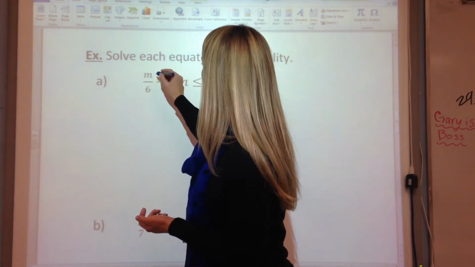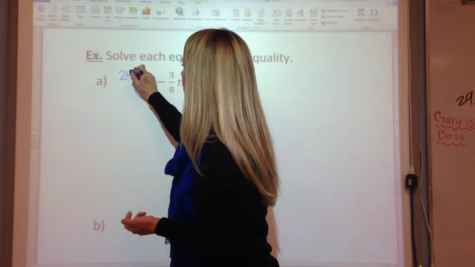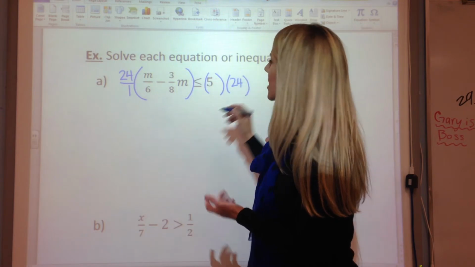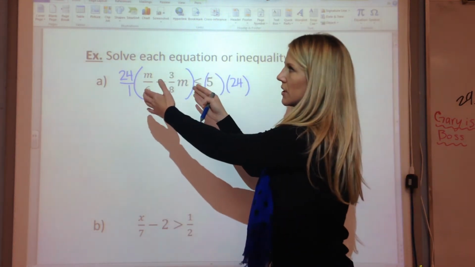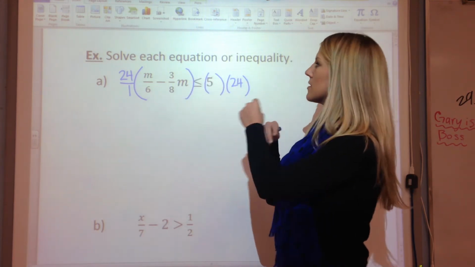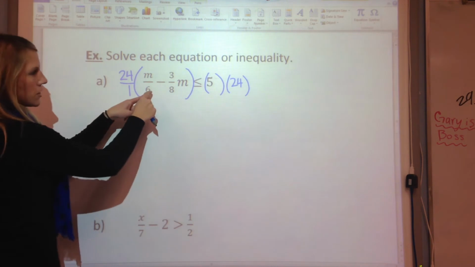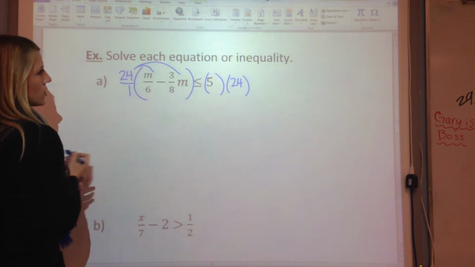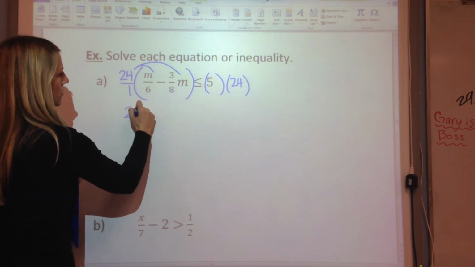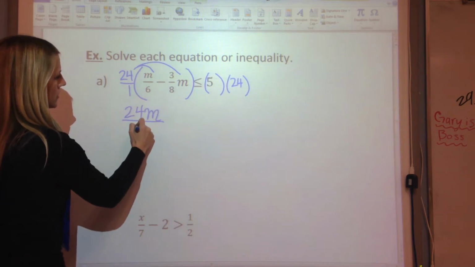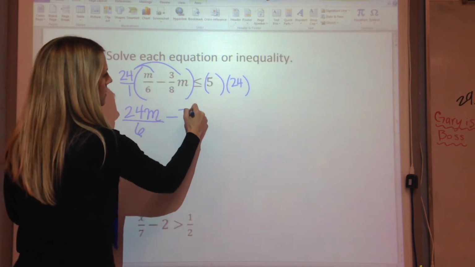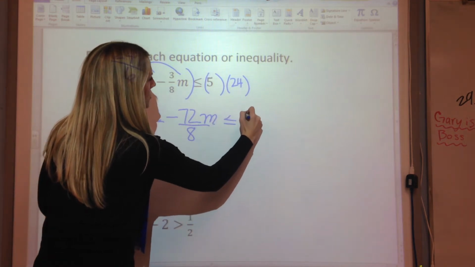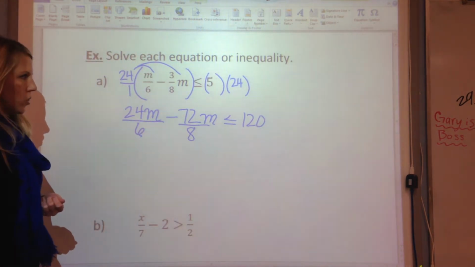So I can multiply the entire left side by 24, and remember that is 24 over 1, and then the right side by 24. So I'm not changing the value of anything, because whatever I'm doing to the left, I'm doing to the right, so I'm still keeping everything as is. So 24 was the first number that both 6 and 8 go into. So then it's just a matter of the distributive property. Remember, multiplying fractions, we multiply straight across. So I end up with 24m over 1 times 6 minus 24 times 3 over 1 times 8m is less than or equal to 5 times 24, which is 120.